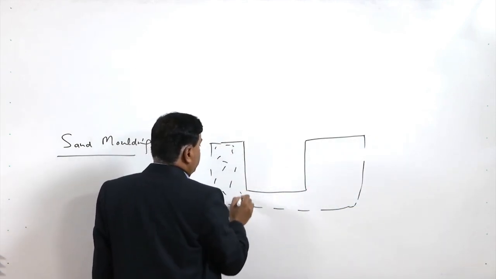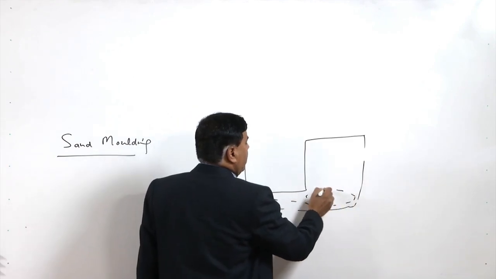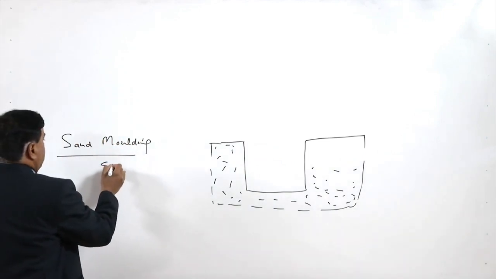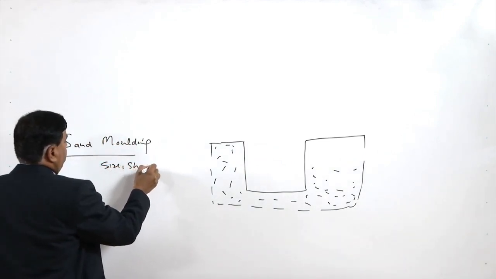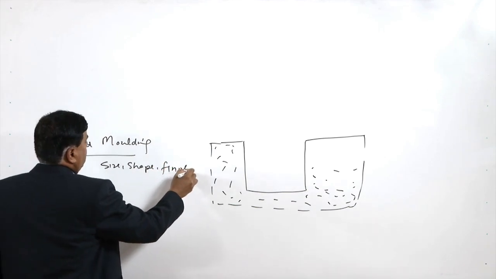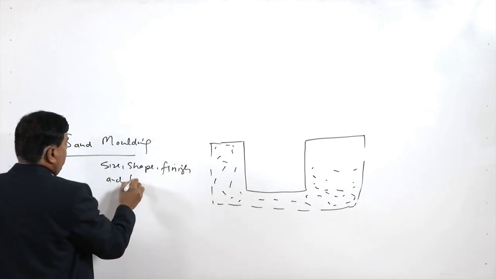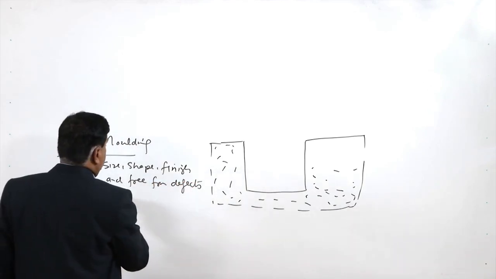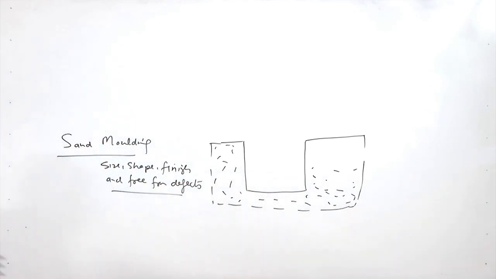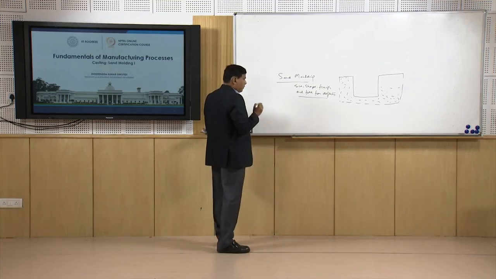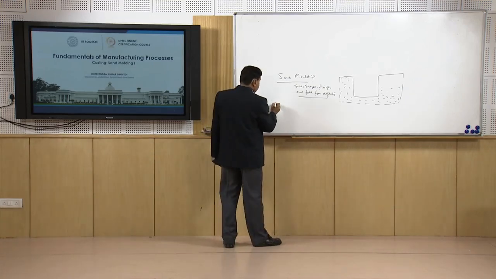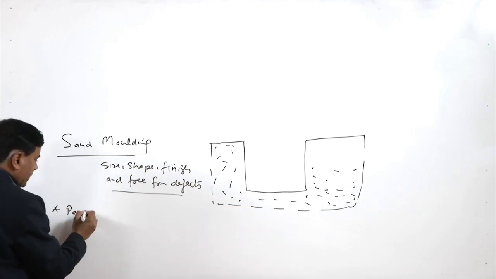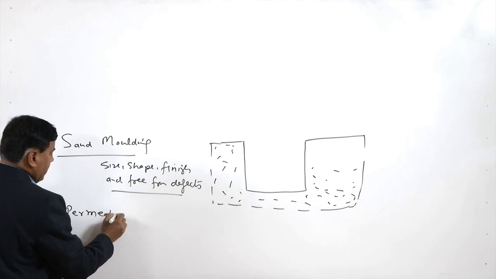So, what are the properties which are important for making the casting with the desired size, shape, finish and free from defects? For this purpose it is required that the molds have certain properties and characteristics. Among these, one of the characteristics is permeability.